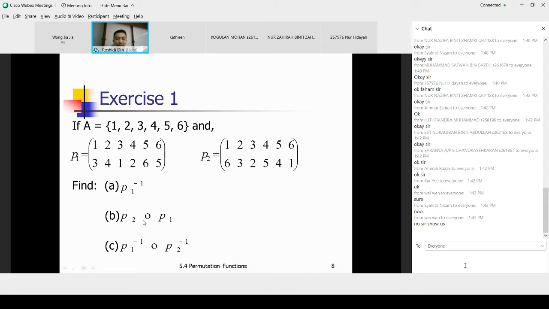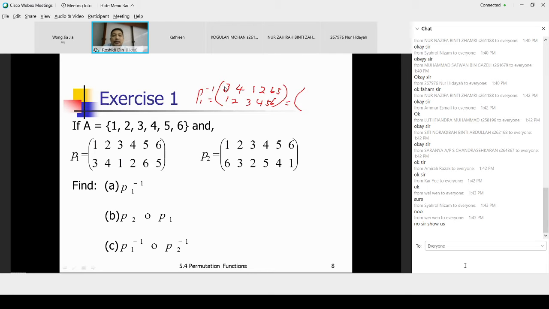Okay, this one. So first we get P1 inverse. P1 is 3, 4, 1, 2, 6, 5 over 1, 2, 3, 4, 5, 6. So inverse, change back to 1, 2, 3, 4, 5, 6. So 1 refers to 3, 2 refers to 4, 3 refers to 1, 4 refers to 2, 5 refers to 6, 6 refers to 5. Okay, this is P1 inverse.